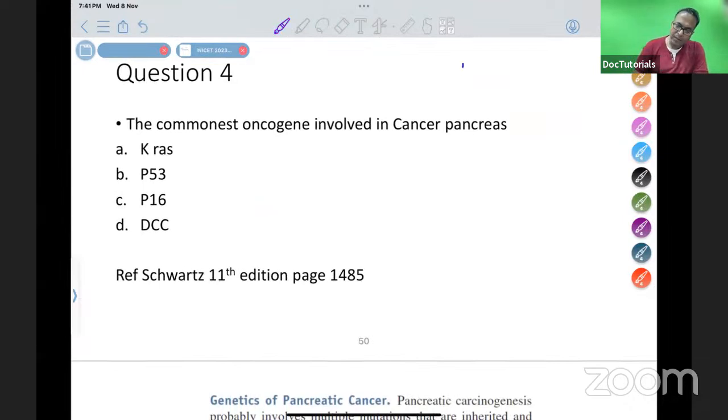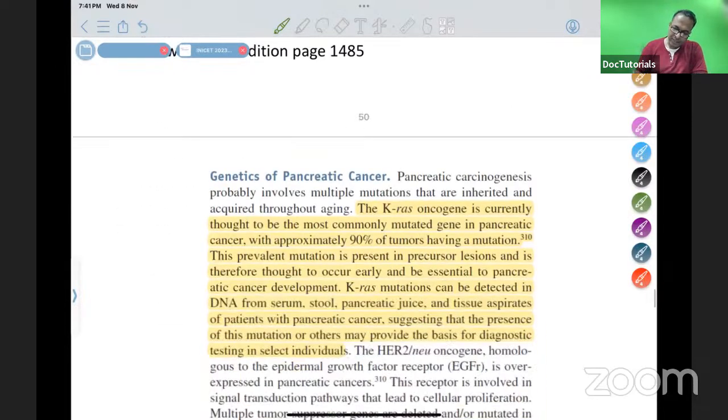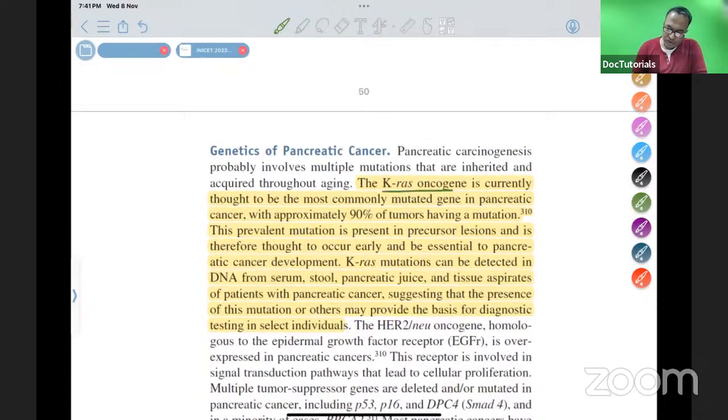So this is again another repeat question, from pathology as well as from surgery. Most common mutation oncogene involved in cancer pancreas is KRAS oncogene. It is a straightforward line from Sabiston and Schwartz. You can see the straight question. The KRAS oncogene is currently thought to be the most commonly mutated gene in pancreatic cancer, seen in 90% of the tumors. There are many other mutations also, but KRAS is the most common mutation.